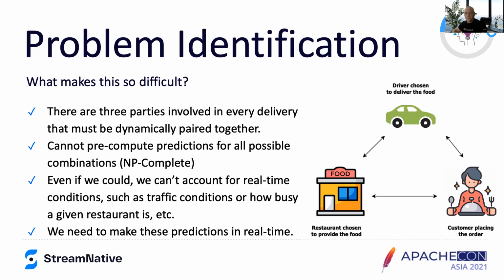We don't know which restaurant's going to be chosen, which driver's going to be chosen, and where among all our customers are going to place an order, when they're going to do it. And even if we could theoretically generate such a batch prediction, it really couldn't account for real-time conditions such as traffic conditions, how busy a restaurant is, what's the lead time on preparing a meal at that restaurant at this given time of the day, etc. So all this tells us we have to make these predictions in real time. There's really no way to do any sort of batch processing around that.